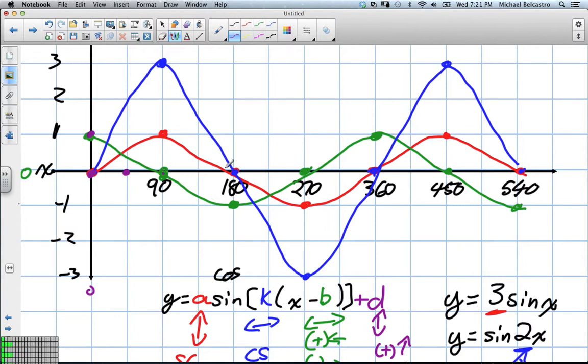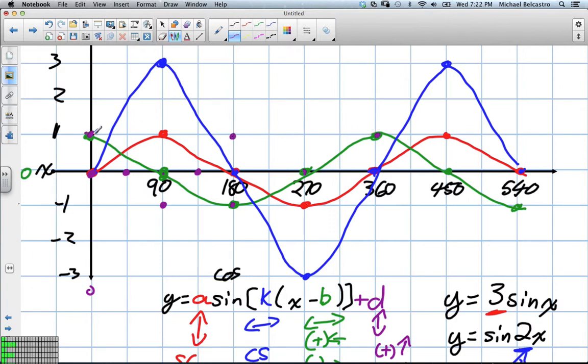So then we move over. 180 divided by 2 is going to be our 90. So for our green function that was here, it moves over here. Okay? 270 divided by 2 is going to put us in between, which is 135. So our 0 point moves over to 135, which is here. And 360 divided by 2, okay, there's our 360, is 180. So that point moves over to 180.